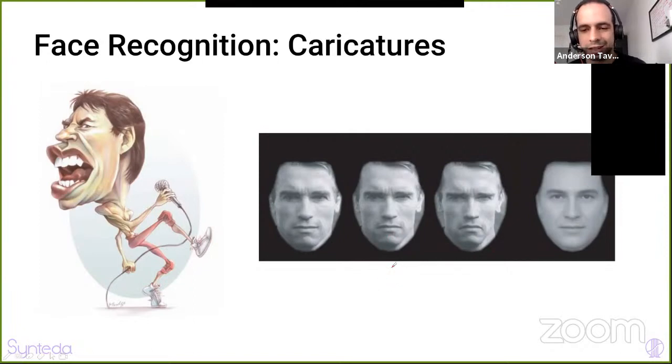Which one is the correct one, the real one? In case you say it's the one in the middle. This is exaggerated, this is a caricature, and this at the right is the opposite. This is the anti-caricature. It's reducing the features based on this average image here.